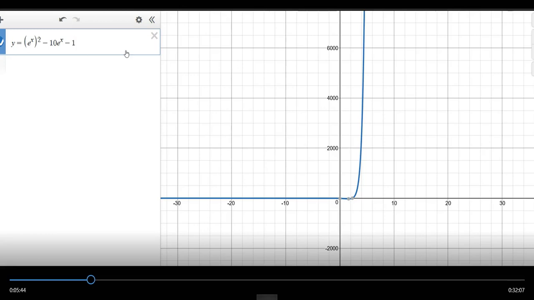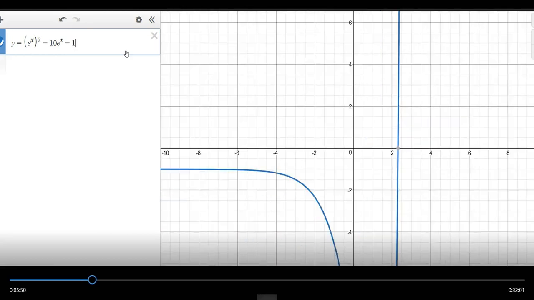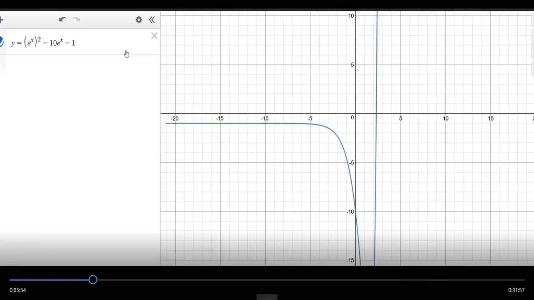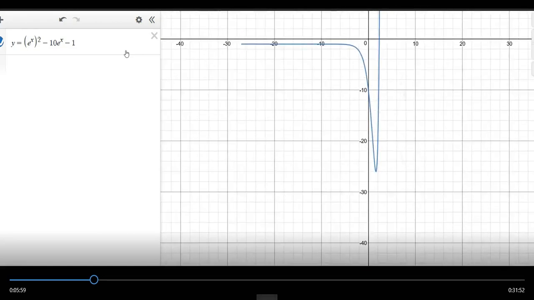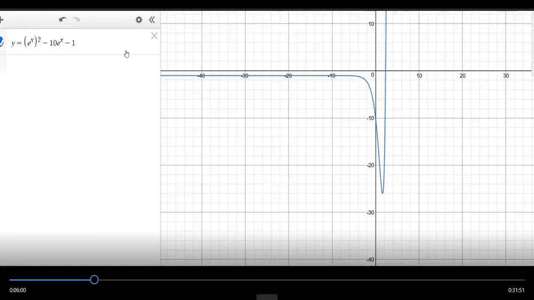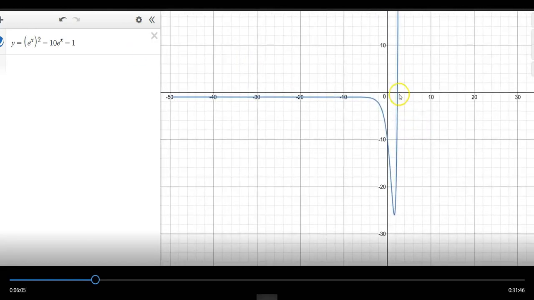Let's see if we can find... Zoom in. Whoa, that's really looking weird. There's only one place where it crosses the x-axis. It's a bizarre looking graph. But the answer to our question is right there, 2.312.